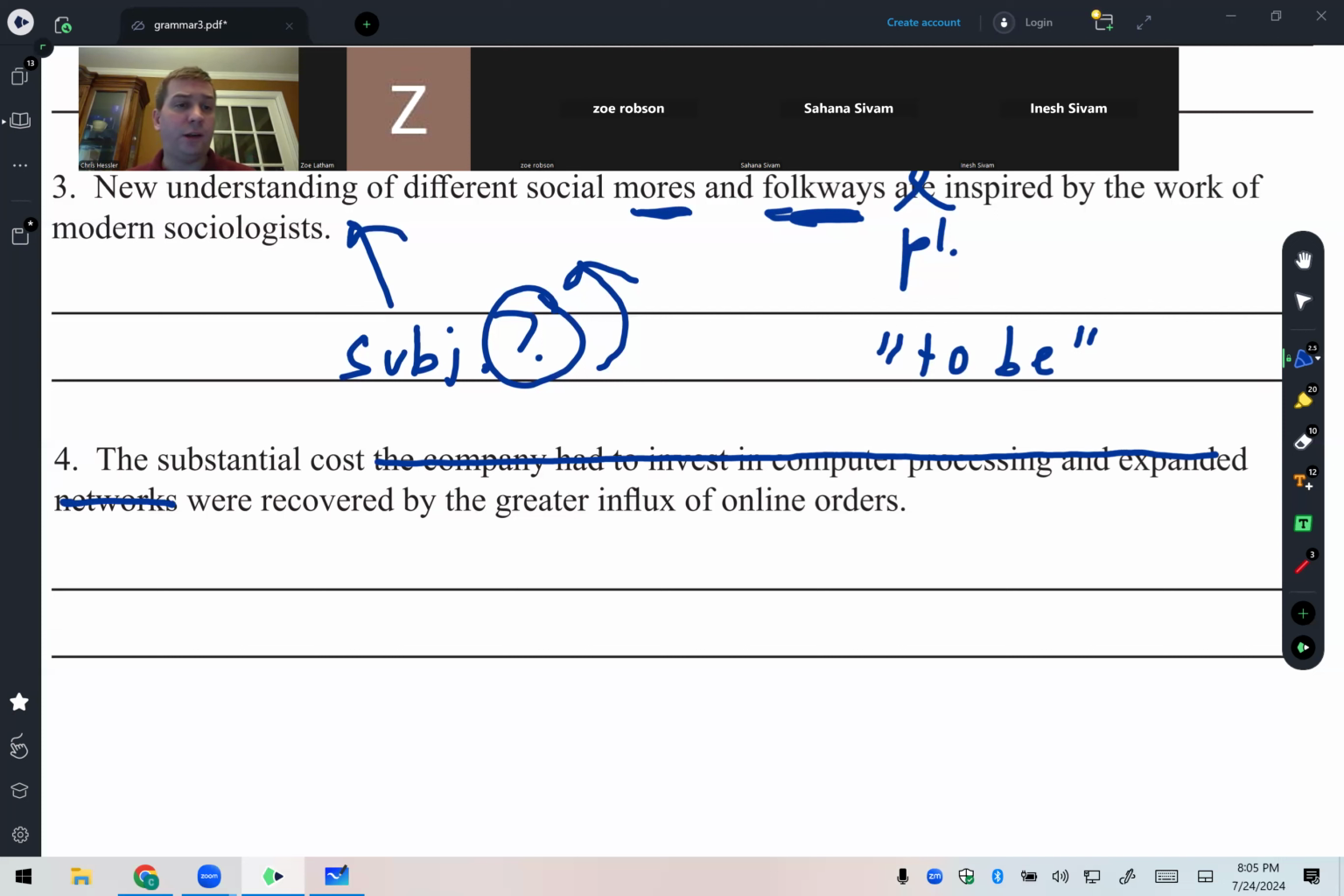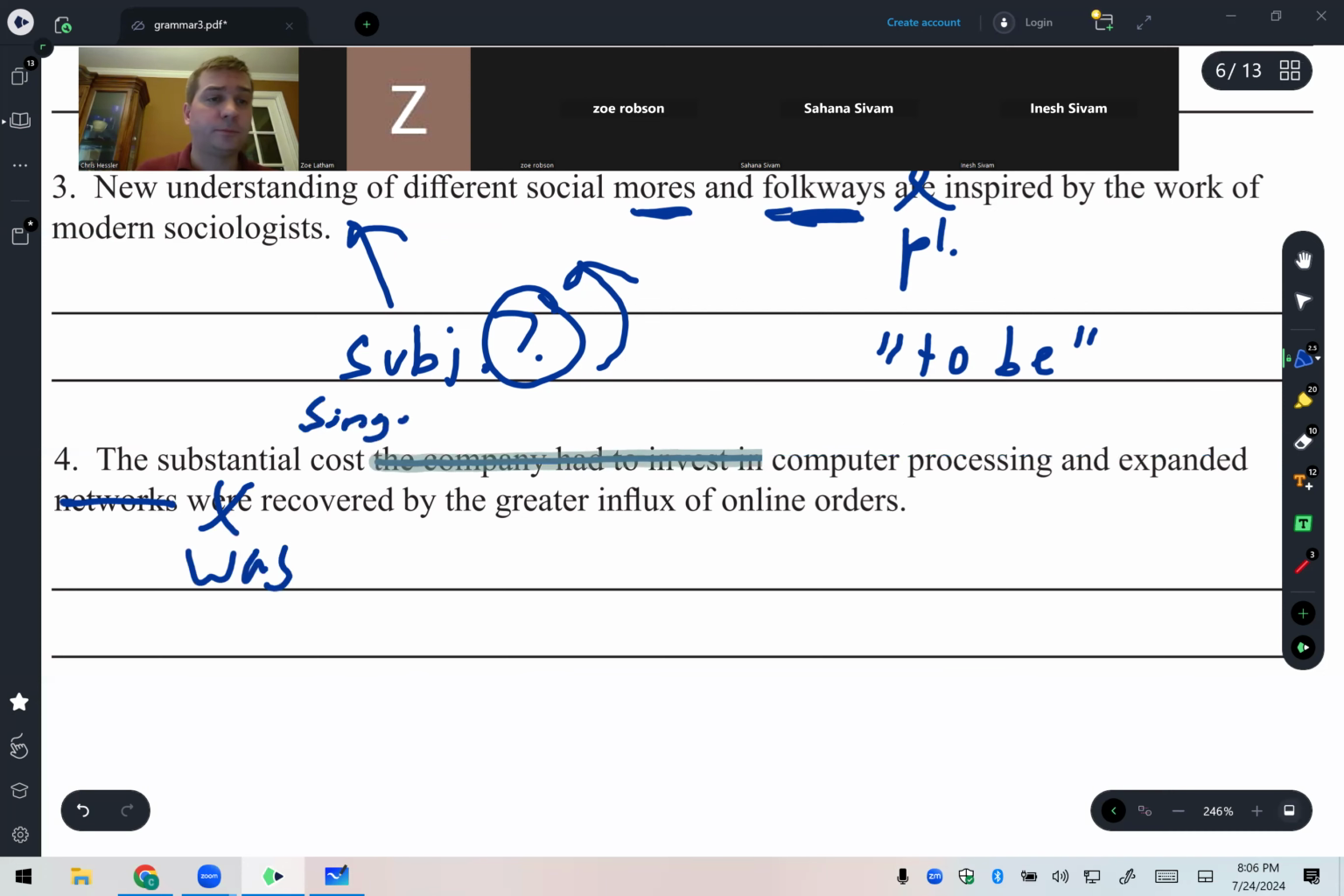The substantial costs were recovered by the greater influx of online orders. That doesn't sound right to me. So our subject is singular, yet here I have a plural verb form. Let's fix it. The substantial cost was recovered. Now that I'm happy with the sentence, let's add everything back.